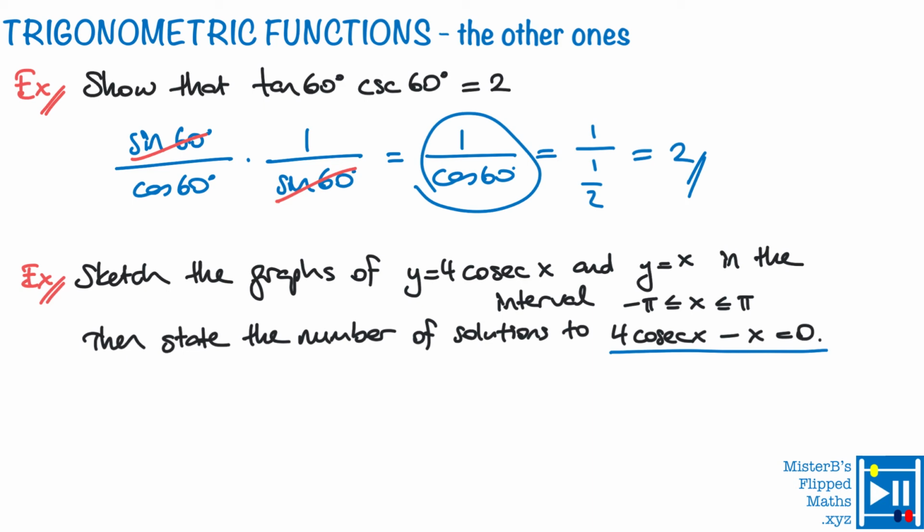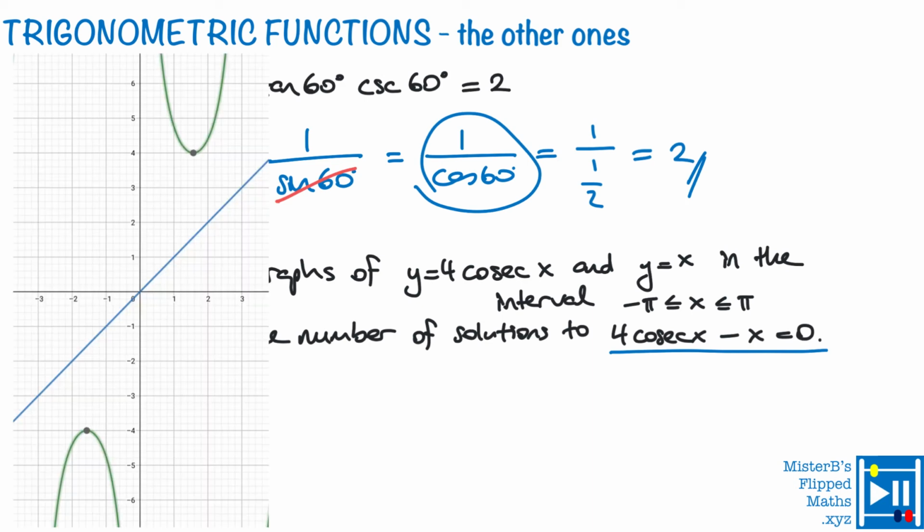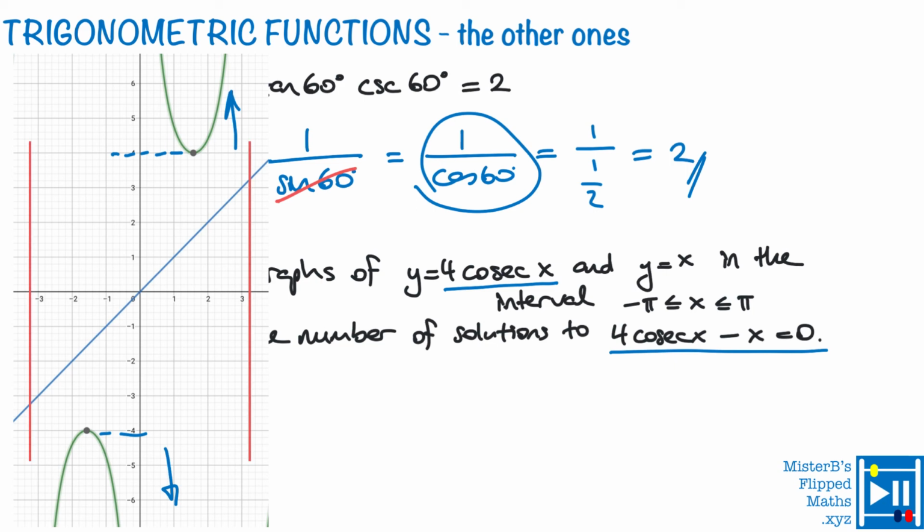So let's look at the graph. Please notice that just because it's 4 times cosecant of x, the graph starts from 4 upwards and here from minus 4 downwards, right? And y equals x is here. In the given interval of minus pi to pi, there seems to be no solution because there is no intersection between y equals x and y equals 4 cosecant of x. So the answer is 0.